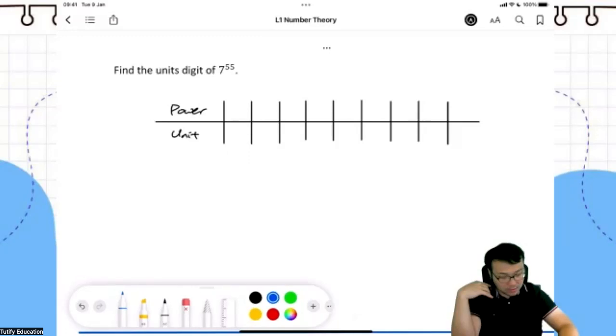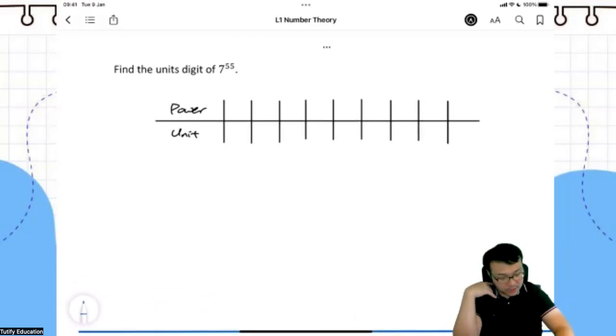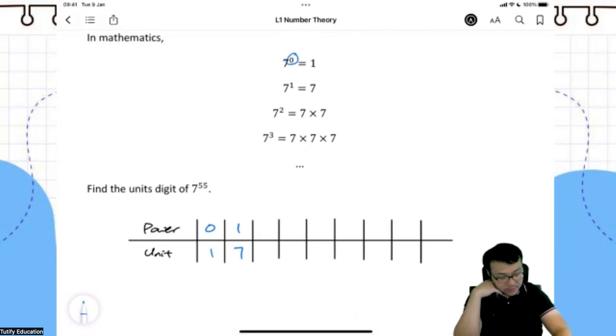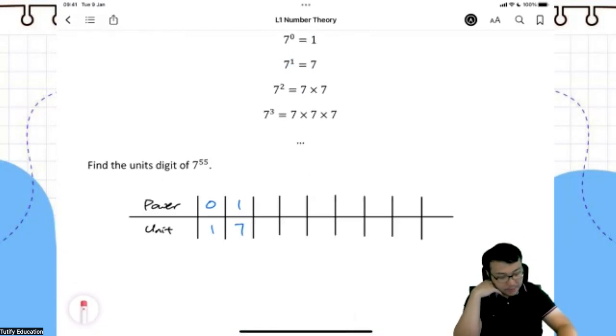So let's take a look at the power. If we take 7 to the power of 0, we get 1. If we take 7 to the power of 1, we get 7. Okay, so anything to the power of 0 is 1. Then to the power of 1, that means you just take the number by itself. Power of 2, that means you multiply it 2 times. You get 49. So for power of 2, I'm going to write down the number 9.